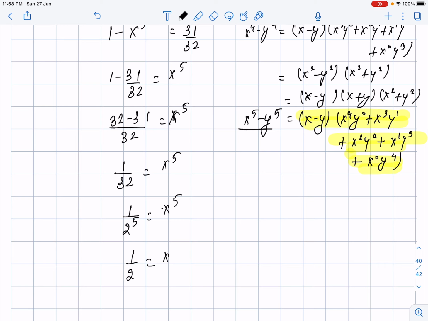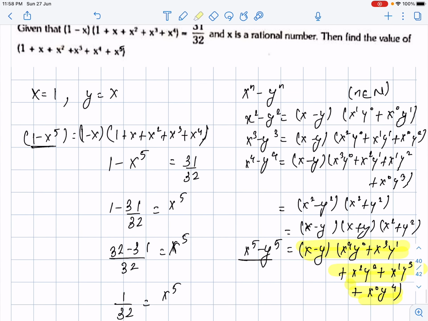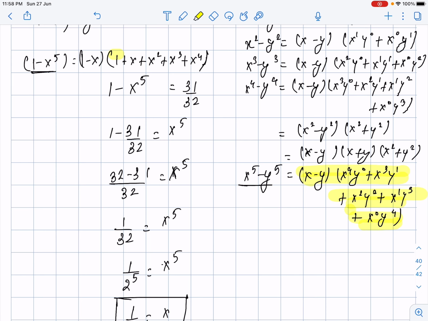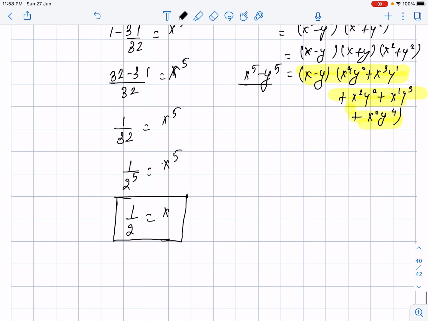As soon as I get the value of x, I'll be going to compute the next thing written on the screen, and that is quite interesting, my dear students. The thing written over here is 1 plus x plus x square plus x cube plus x power 4. So most of you will start writing the value of x and will try to get the answer. That is not the correct way to solve this question.